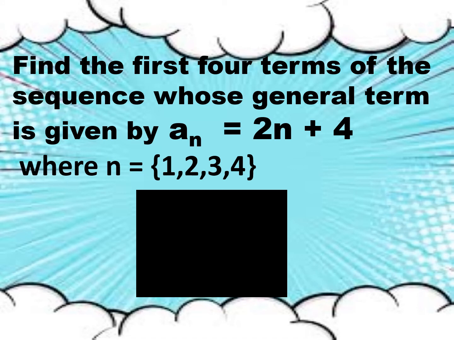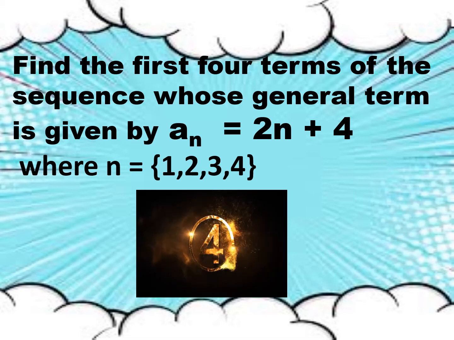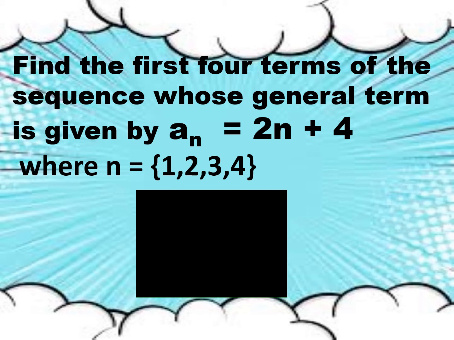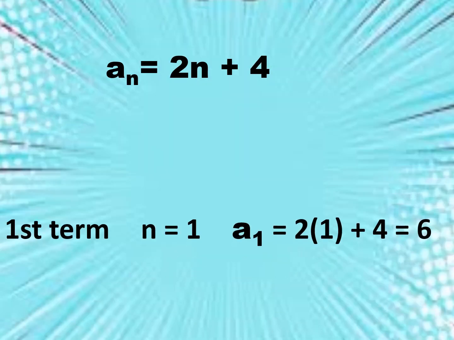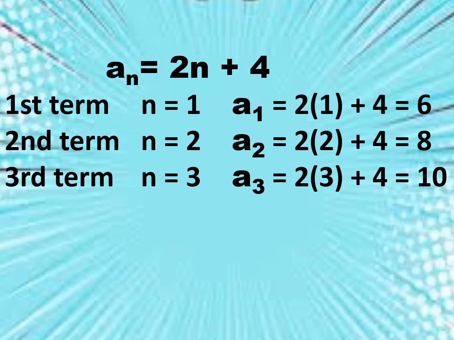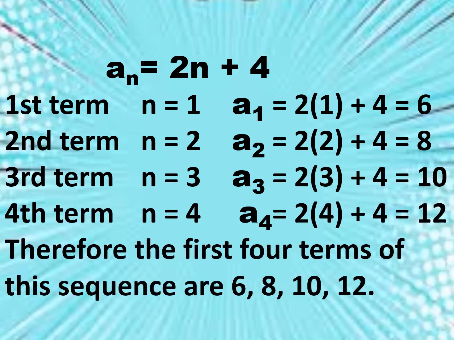Okay, let's have more examples. Find the first four terms of the sequence whose general term is given by a sub n is equal to 2n plus 4. Now it's your turn. So therefore, the first four terms of this sequence are 6, 8, 10, 12.